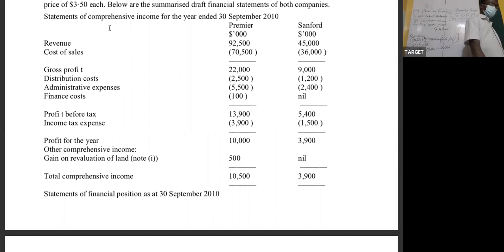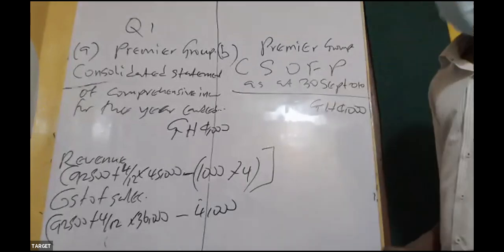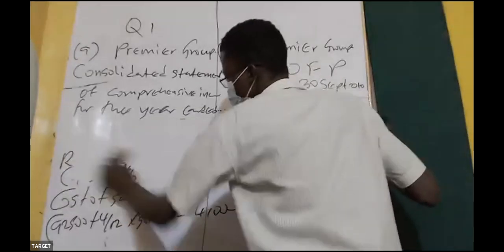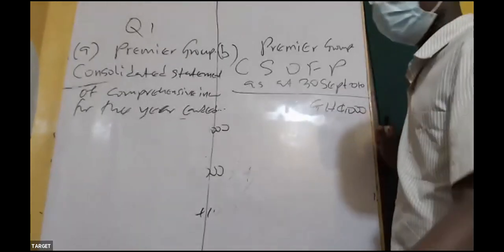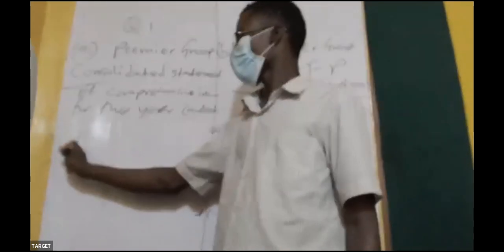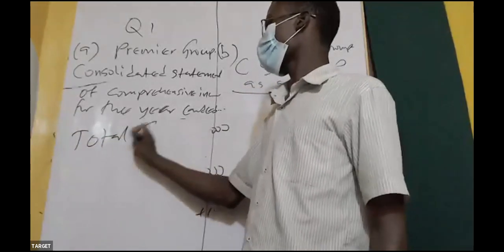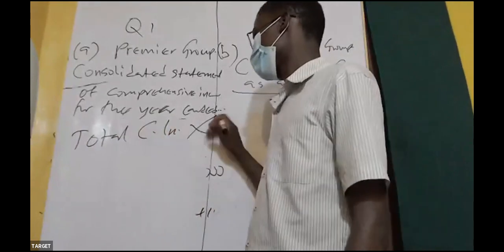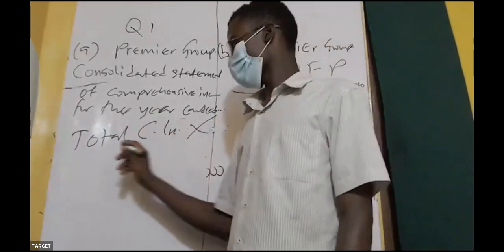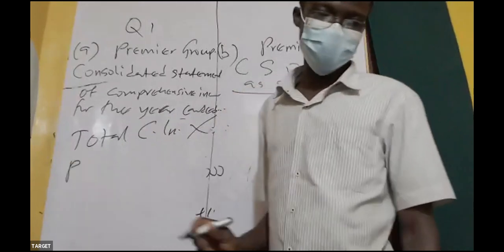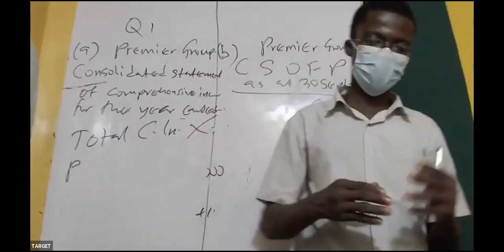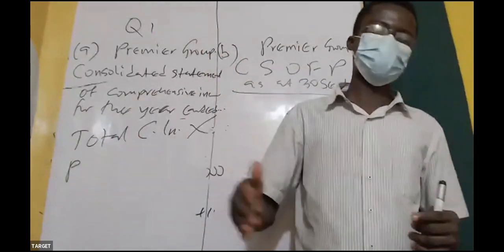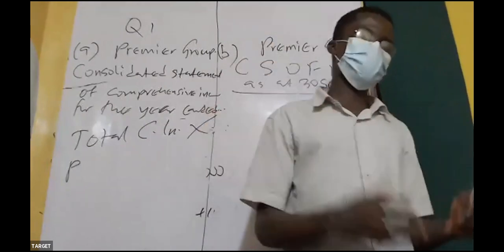After that, this one we have to do on the board. So now let's go to the board. After your total comprehensive income, let us assume this is your total comprehensive income. Now come and tell us that profit for the year. You must share 2 items here. Kindly share the profit for the year as well as the comprehensive income.